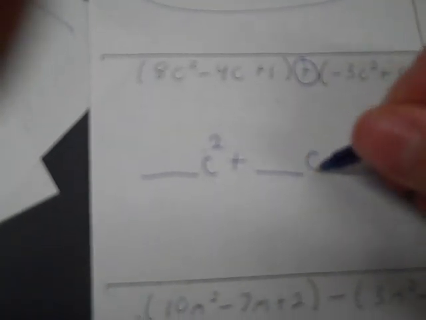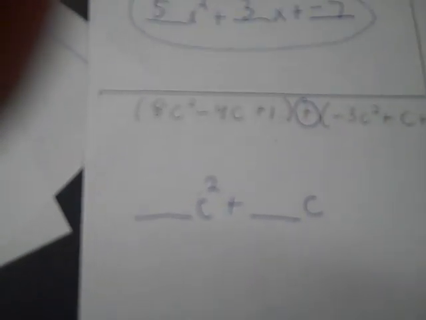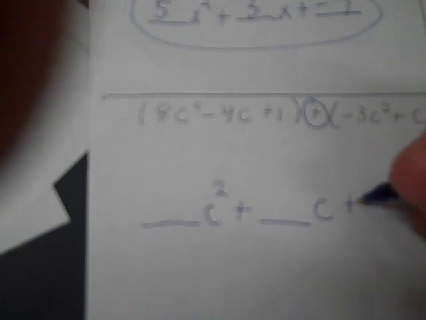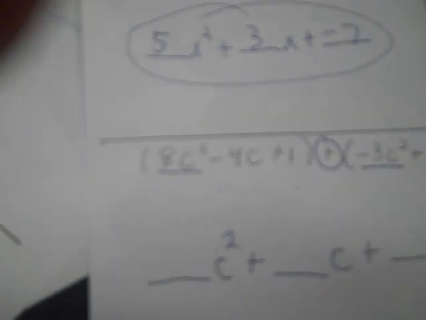Plus blank, and then after c to the second is just c. You won't see c to the first. C is c to the first, but that's not how the problems look originally. Plus, and then this will be for numbers without c's. So c to the second, I find my c to the seconds and underline those, okay? And I take 8 plus negative 3. 8 plus negative 3 is 5. So I end up with 5 there.